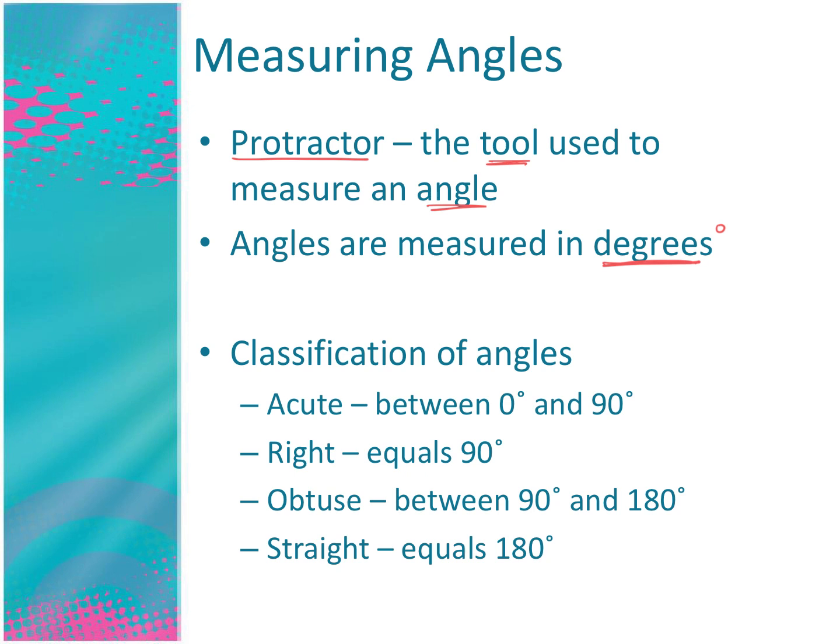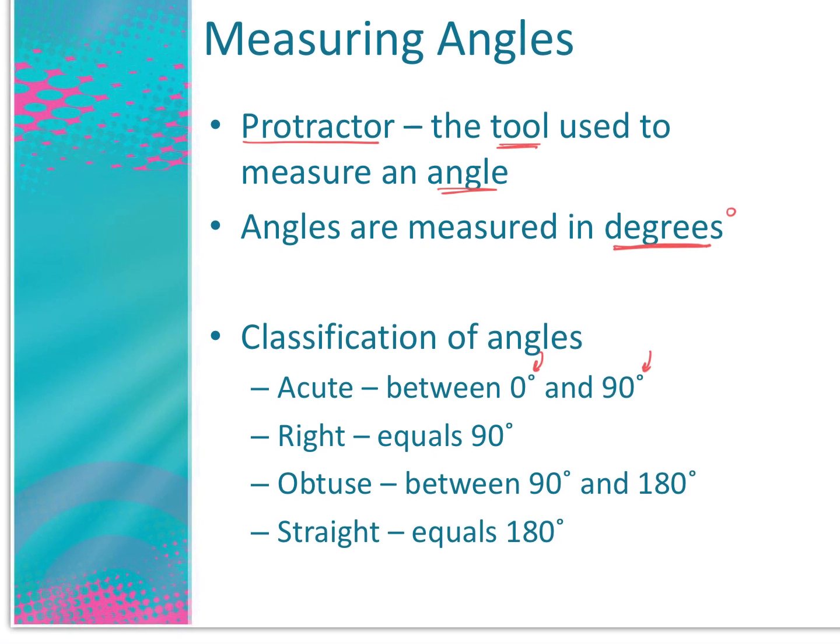Angle measures are measured in degrees. So as soon as you see these degree symbols, you know you're not talking about the length of sides. You're talking about the degree measures of the angles. We classify those angles based on terms like acute, which is angles between 0 and 90 degrees.